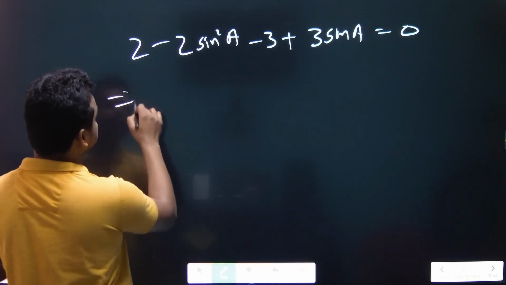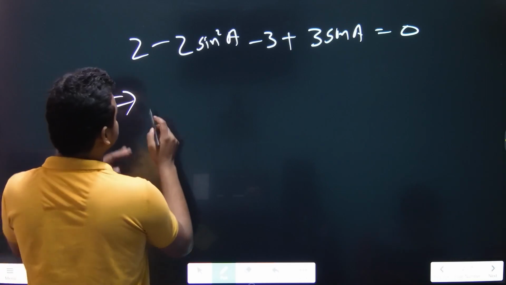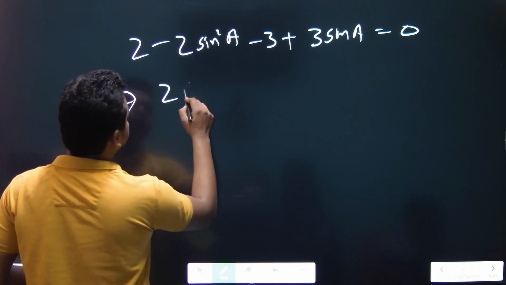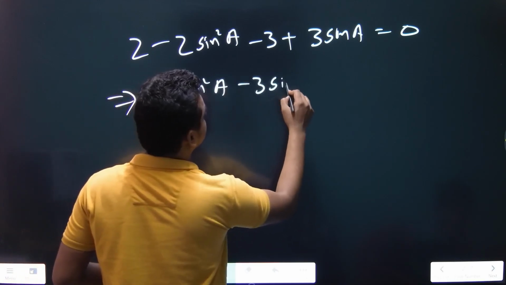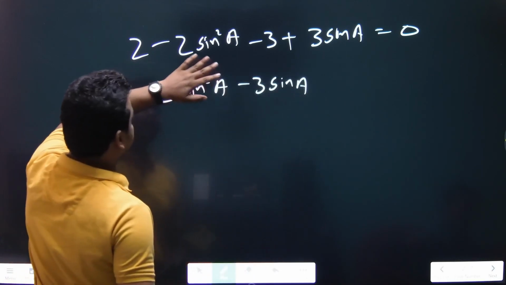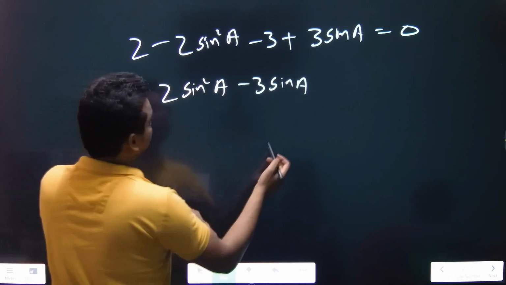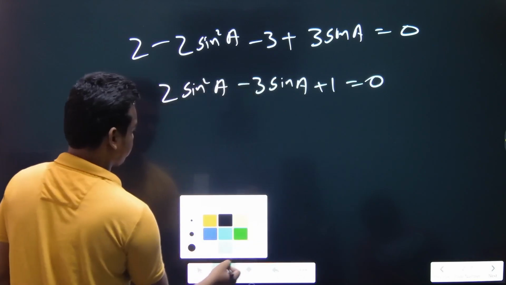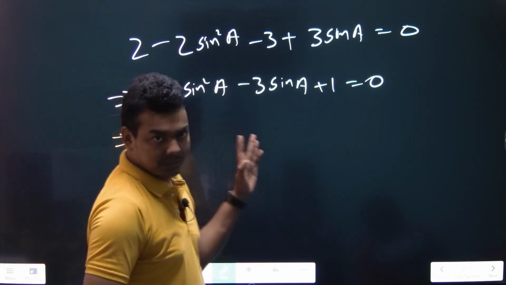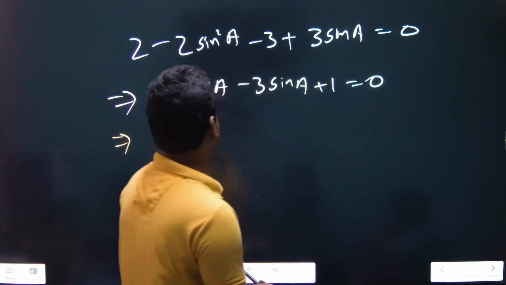Now I am multiplying with the minus. So if I multiply with the minus, I will get 2 sin squared A minus 3 sin A, 2 minus 3 that is equal to minus 1. Again multiplying with the minus 1, I will get plus 1 is equal to 0, right? Now see, we got the quadratic equation, and we need to solve this quadratic equation.